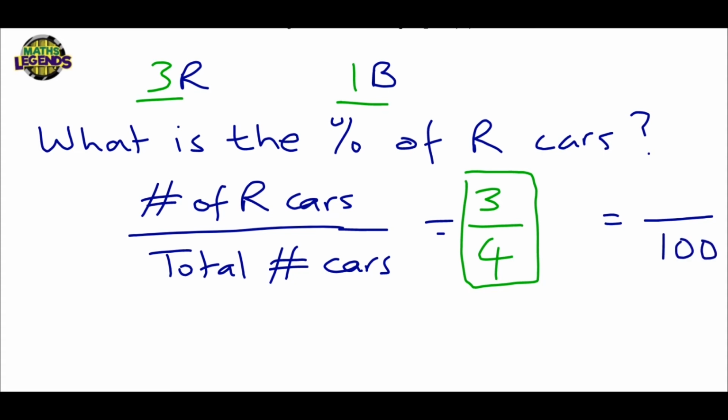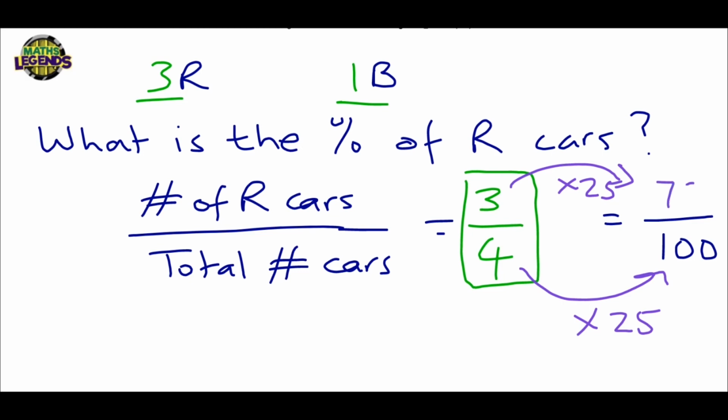So our question really becomes, how do we change that 4 to be 100? So here we can multiply by 25. But if we do it to the bottom number, we must do it to the top number also. So 3 times 25 is 75.